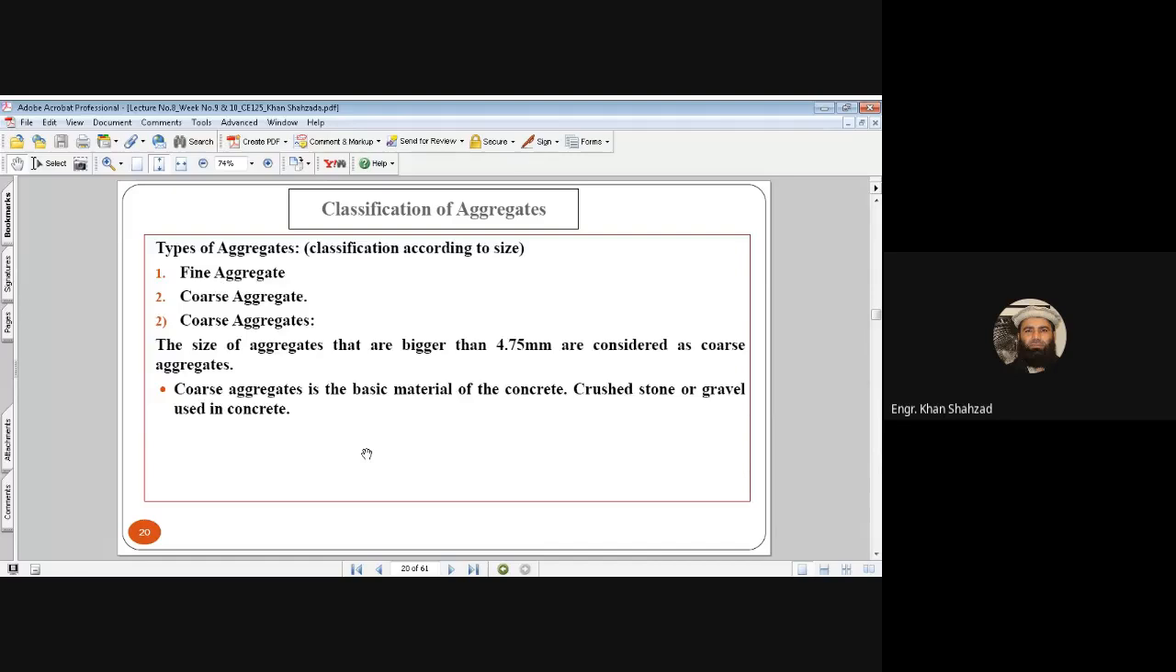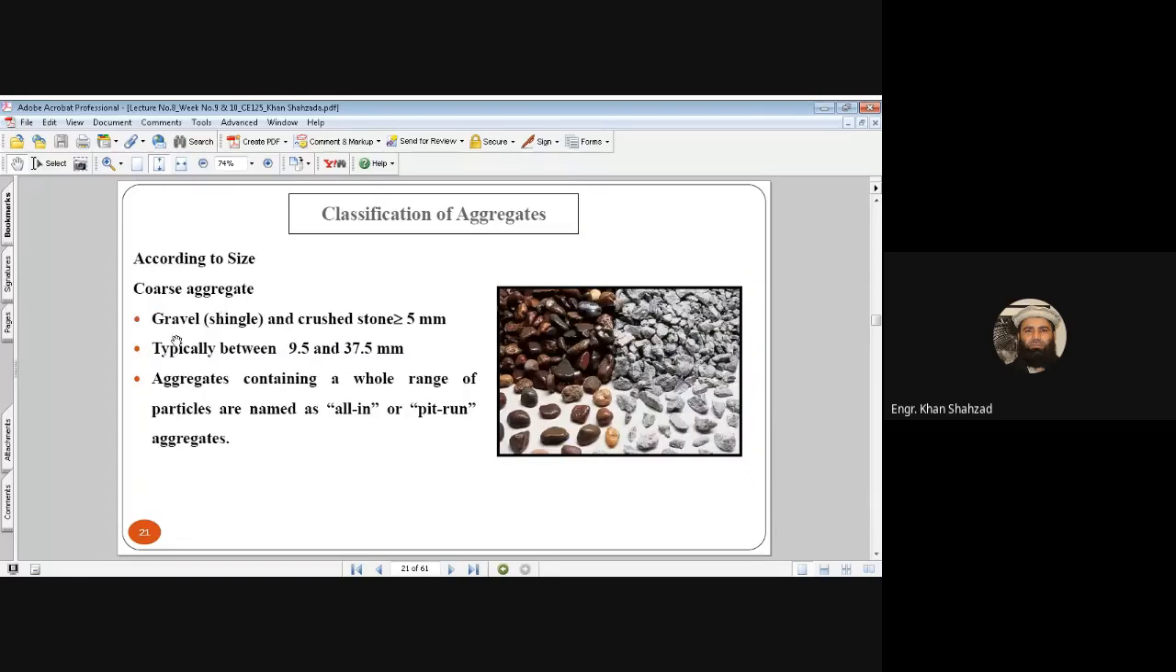Here you can see the coarse aggregates, that is the gravel or shingle and crushed stones, having a size greater than or equal to 5 millimeter. Typically, the size of coarse aggregate varies from 9.5 to 37.5 millimeter. Aggregates containing a whole range of particle sizes are named all-in aggregate, or pit gravel. I discussed this: pit gravels are materials which we can get from riverbed sides, and we can directly use them in concrete with minimal processing or no processing. Here you can see the riverbed material, and these are the crushed stones.